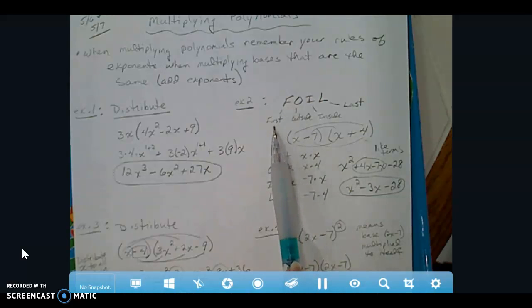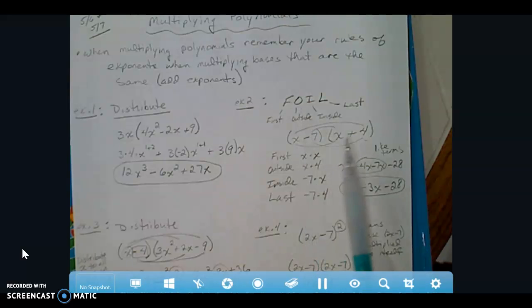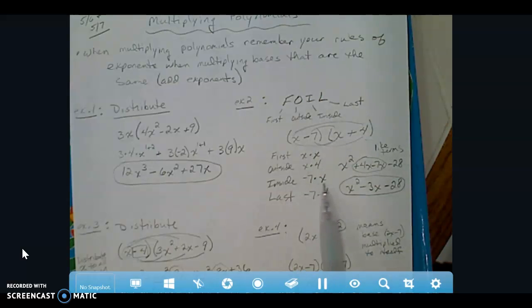So F means first term times first term. That's what I showed you here. O are outside, so I'm multiplying these outside terms, x times 4, so I wrote that. I are the inside terms, so negative 7 times x, and I wrote that for you here. And then L means the last term in each, so I have a negative 7 times 4. And so I just multiply those together, and I wrote those out, and then I combine like terms if I have them, which I do here, I circle them, and this is what I ended up with.